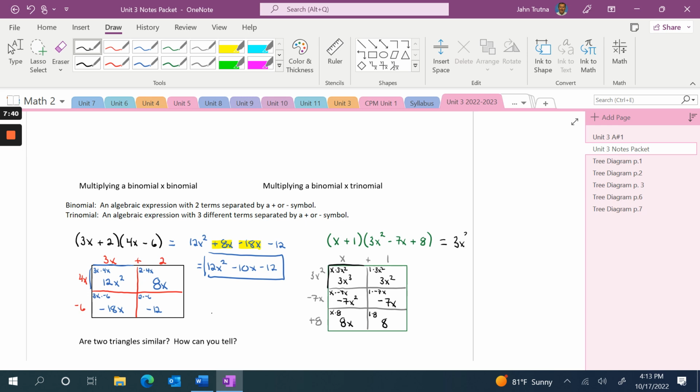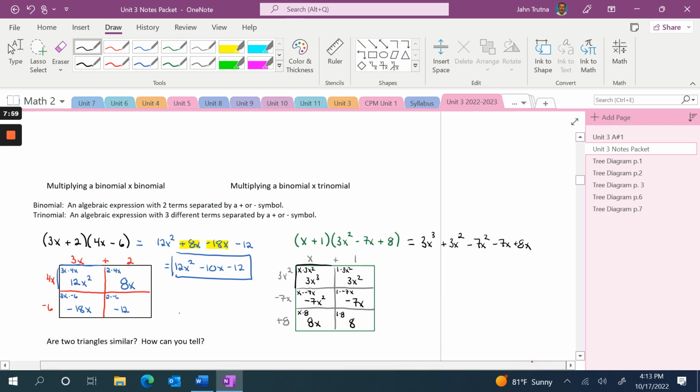3x to the third plus 3x to the second minus 7x to the second minus 7x plus 8x plus 8. And that would be your answer if there was nothing that we can combine.